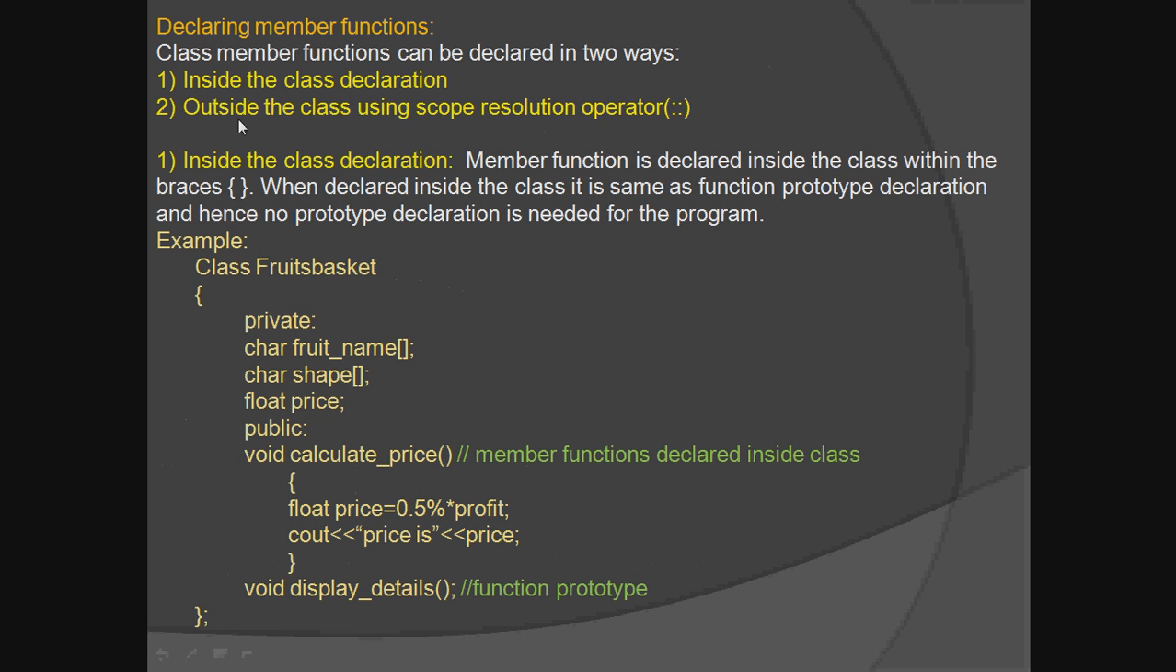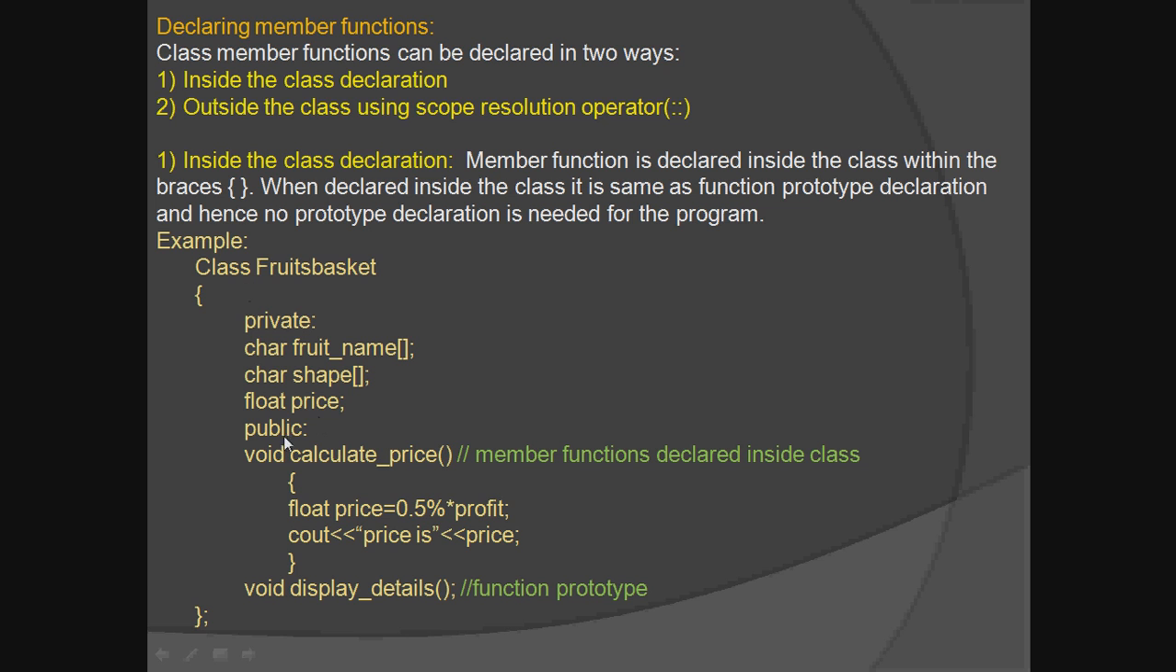So now how do you declare the member functions? The member functions can be declared in two ways, that is inside the class declaration or outside the class using the scope resolution operator, that is these four dots, right? Inside the class declaration, member functions can be declared within the opening and closing braces. When declared inside the class, it is the same as a function prototype declaration, and hence no prototype declaration is needed for the program. So that is like function declaration only.